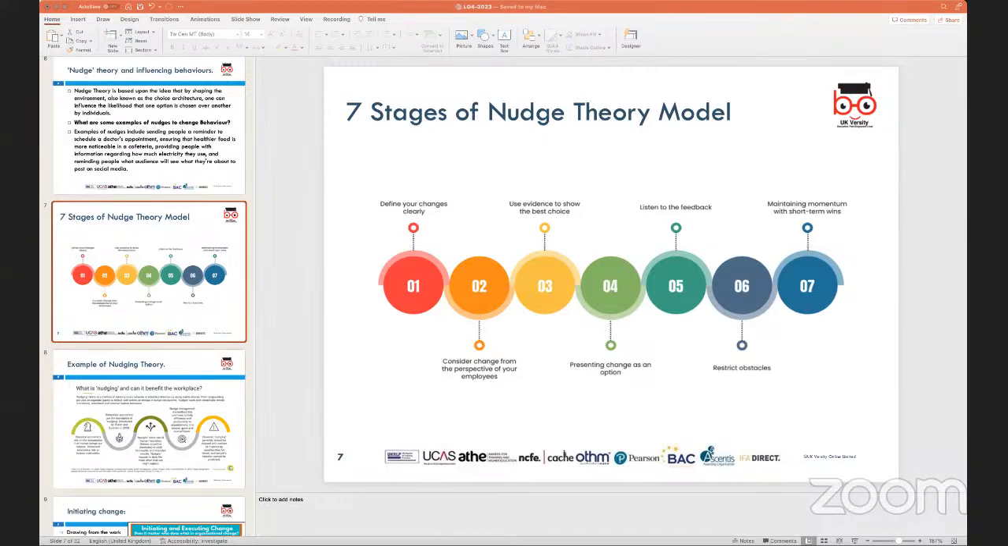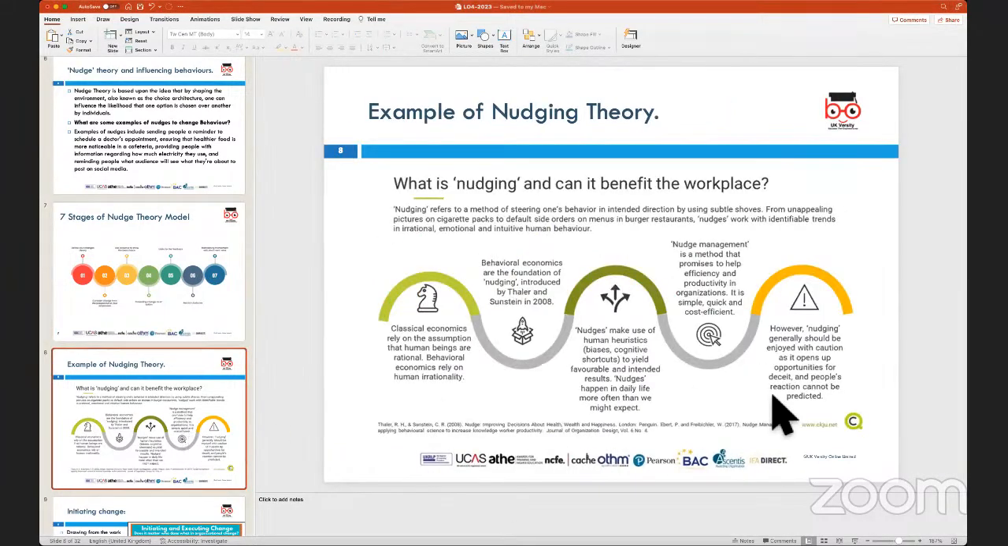So in this case, this is a theory which can be applied to bring across change within the organization. Now, one of the things I would say, an example.